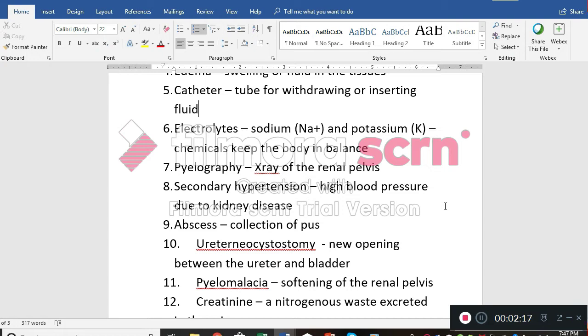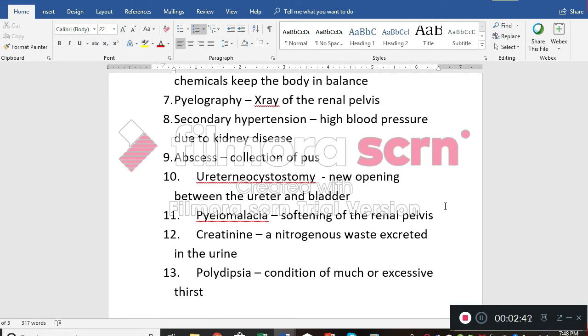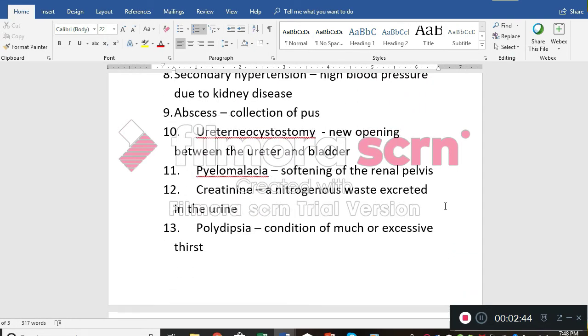Number 8 is secondary hypertension. This is when we see high blood pressure due to kidney disease. So it's due to the kidneys failing, not being able to produce enough urination, which increases blood volume. So we see this secondary hypertension, this high blood pressure. Number 9 is abscess, which is a collection of pus. Number 10 is ureteroneocystostomy, which is a new opening between the ureter and the bladder.